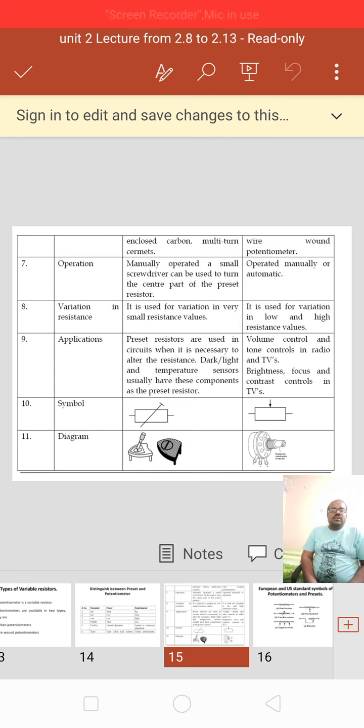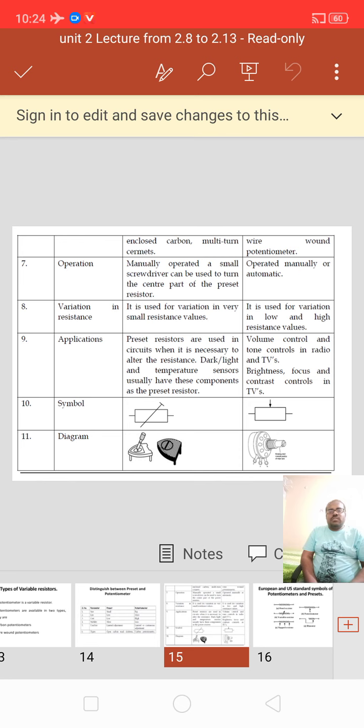Next, potentiometers are used to increase or decrease or control the volume controls and tone controls in radio and TVs respectively, and they can also be used to increase or decrease the brightness, focus and contrast controls in TVs only.